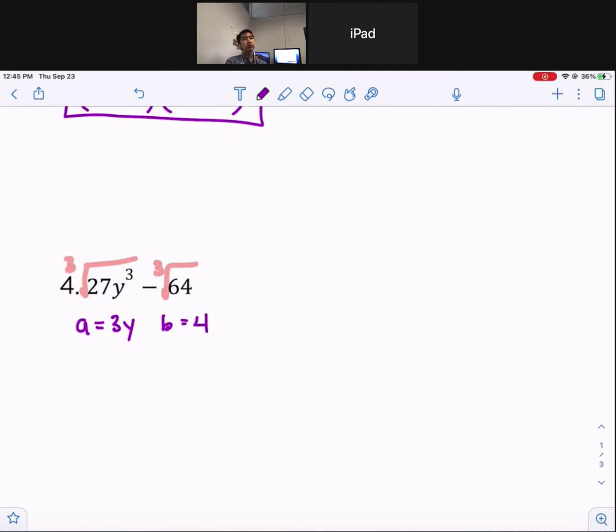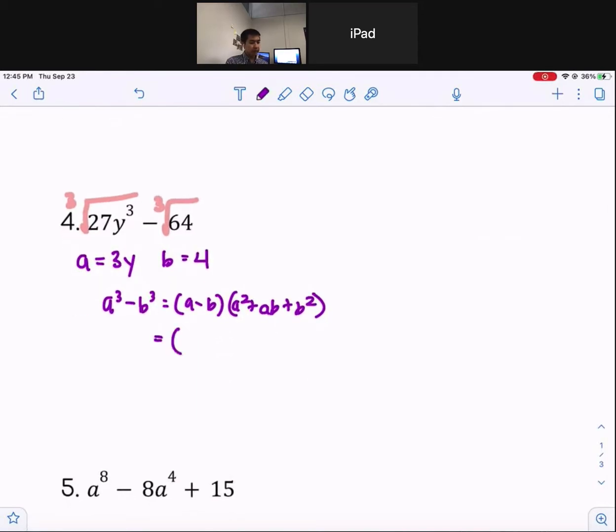Now, whenever you do sum and difference of cubes, you always have to use these formulas. So a cubed minus b cubed equals (a minus b)(a squared plus ab plus b squared). Then use SOAP, right? Same, opposite, always positive.